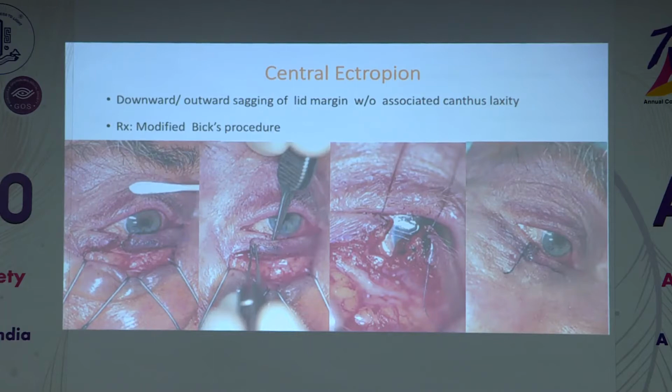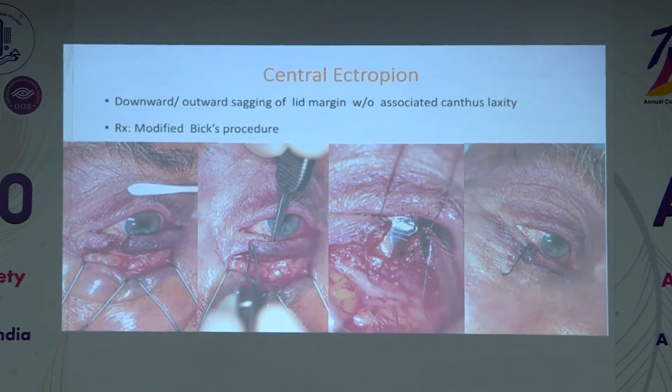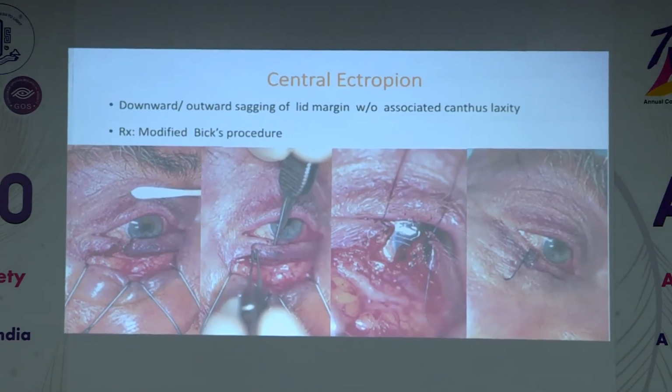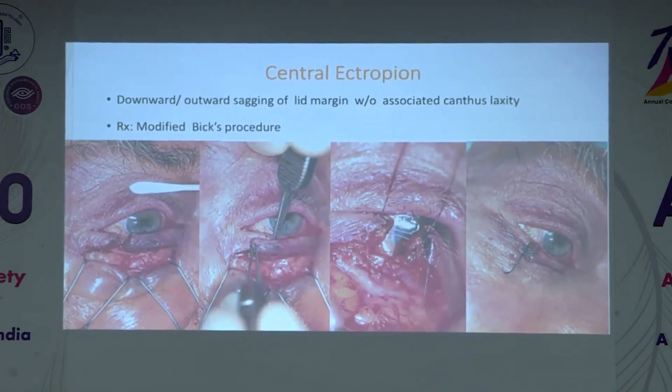Another form of ectropion is known as central ectropion, where there is no laxity of the tendons. There is no laxity of the medial or lateral canthal tendon, only tarsal sagging is there. So a modified Bick procedure is done where an incision is made at the junction of the medial two-thirds and lateral one-third, and you can superimpose the two ends of the lid tissue, and whatever excess is there can be excised and sutured in a standard technique.